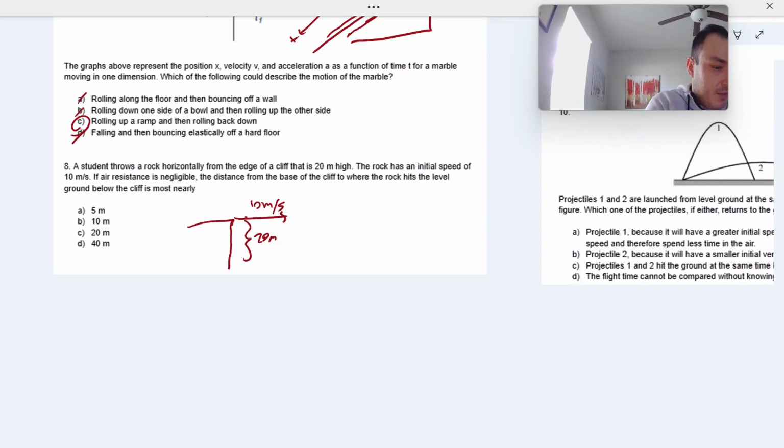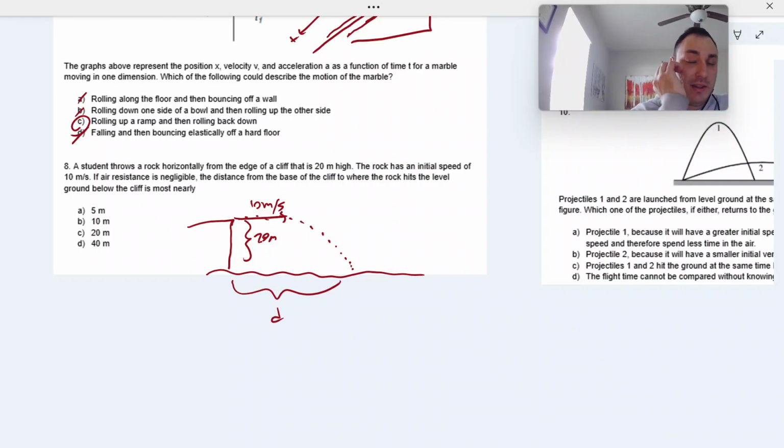That rock is going to fly down, and it's going to hit the ground, and we're asked for this distance. How far away does it land? So I think pictures are really helpful. That gives me a better idea of what to do here. So this is a projectile motion problem. The first thing I'm going to do in order to find this distance is find how long it's going to be in the air.